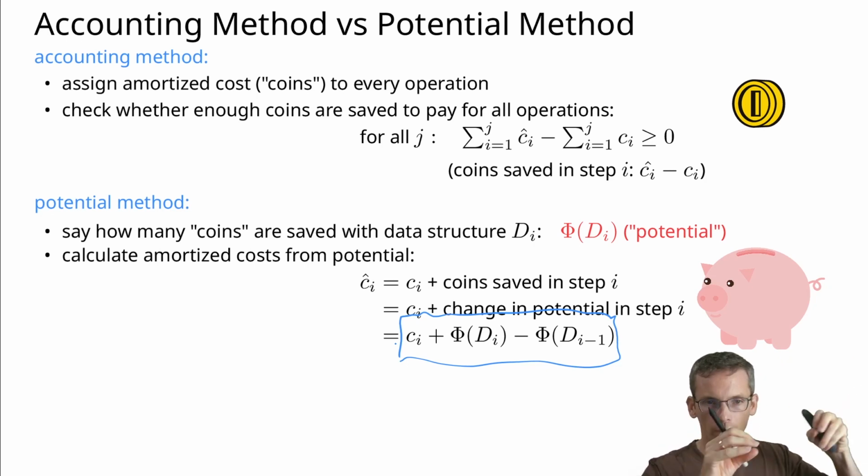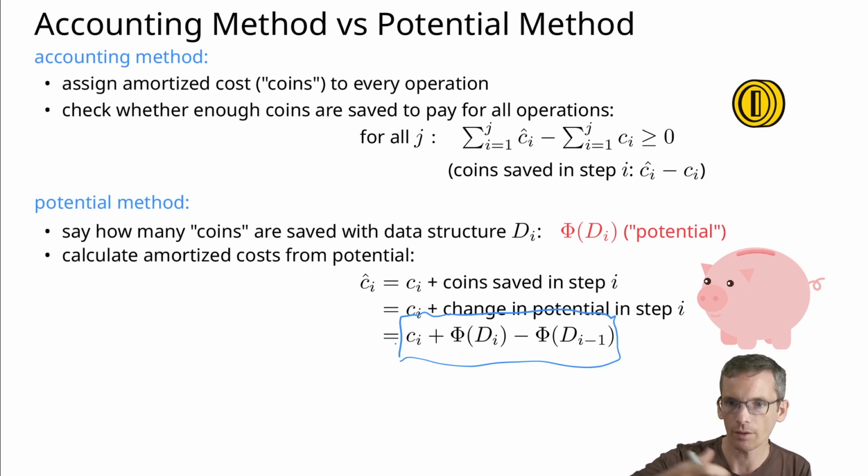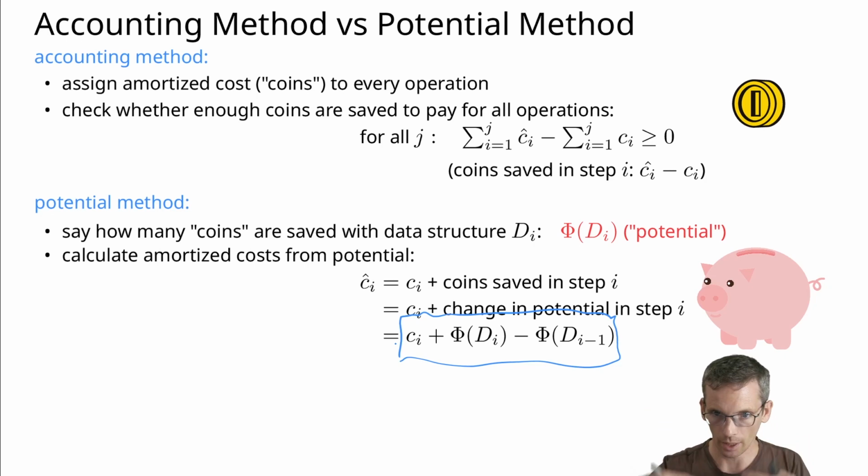Once more, accounting method: we define amortized cost, and we have to check the invariant, or we have to check that we have enough budget. Potential method: we essentially define what our budget or what our savings are, and then have to calculate the amortized cost from there.